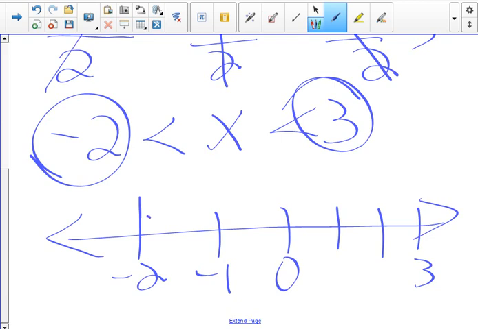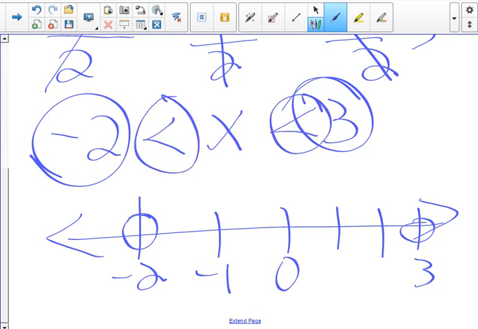So I'm going to put an open circle here on both of them. And this is how I always do it. Now I look at the symbol. It's just less than, just less than. Neither one of them has "or equal to." So I'm going to leave them as open circles.